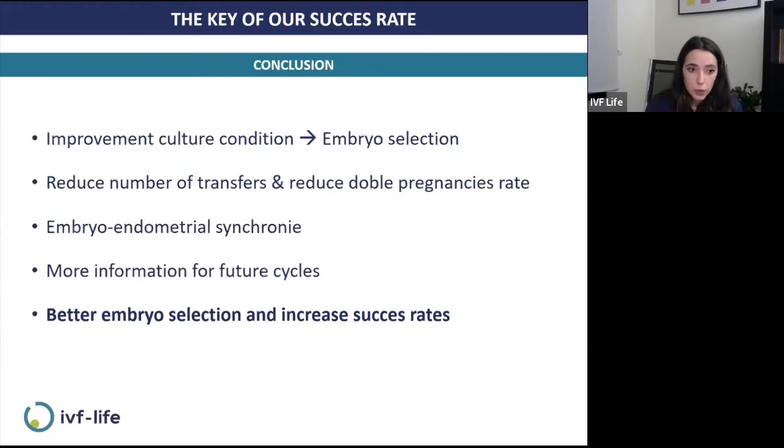Furthermore, the synchrony between the embryos and the endometrium will mimic more the natural conditions, offering a better choice for the embryo to implant. Just to remember that the blastocysts will reach the endometrium, whereas on day 3, our embryos will still be on their way to the endometrium in the tubes. Also, even if a cycle fails, the information obtained will be useful for planning future steps. So altogether, reaching the blastocyst stage will help to make a better embryo selection and increase the treatment success rates.